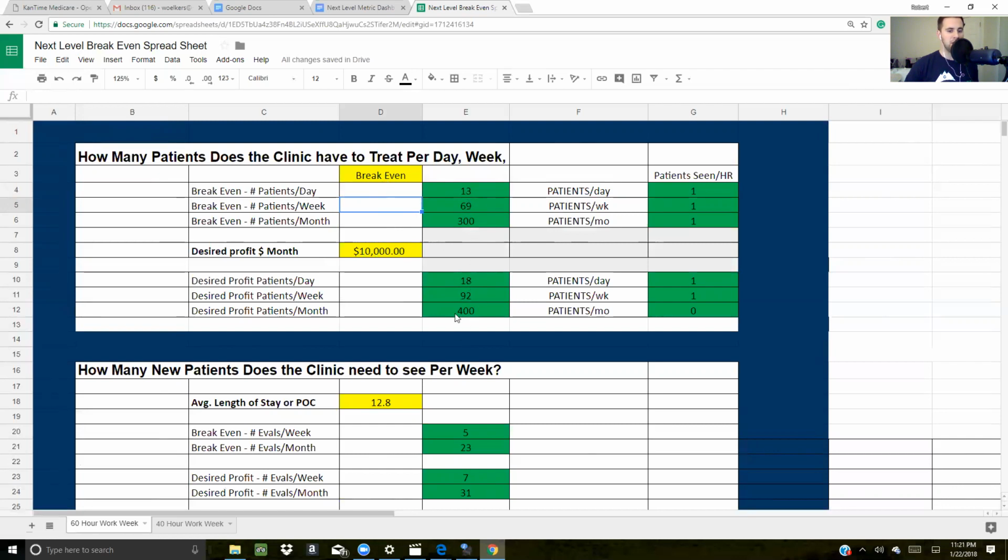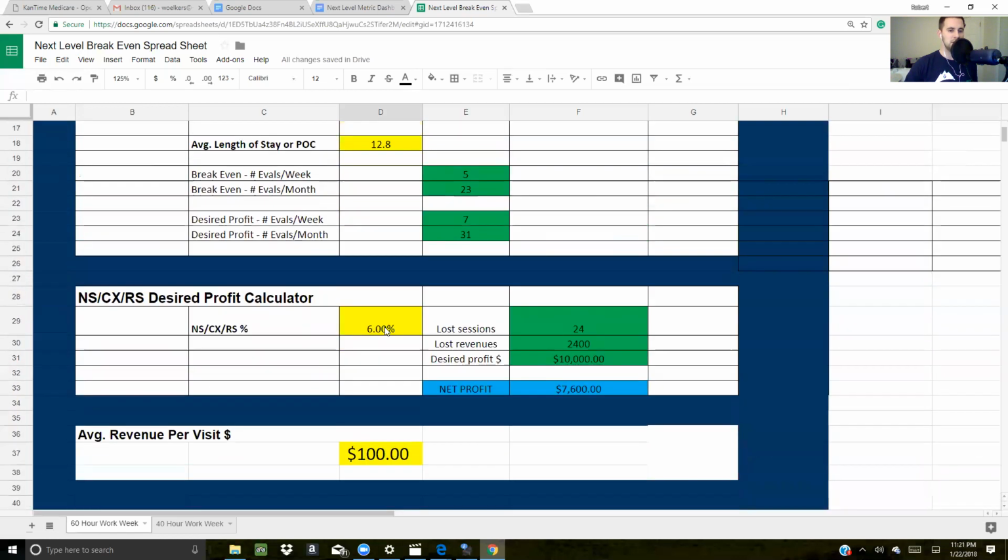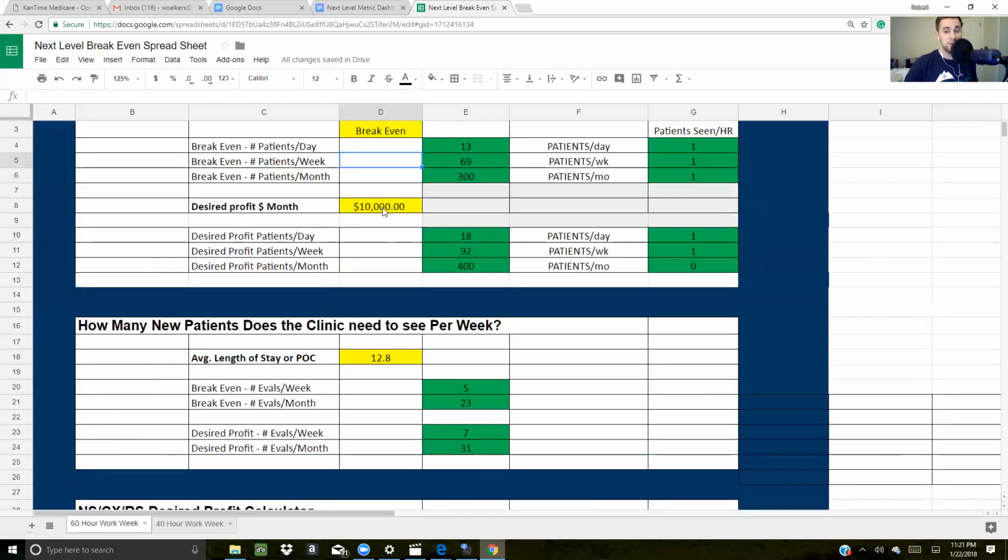And I need to see about 100 more patients per month to make an extra 10 grand, which makes sense if you really think about it. 300, 400, that's 10. 10 times 100 here equals 10,000. So the math is right.